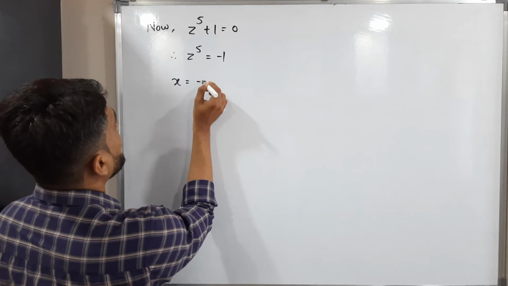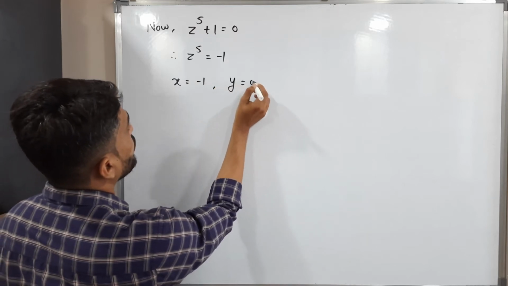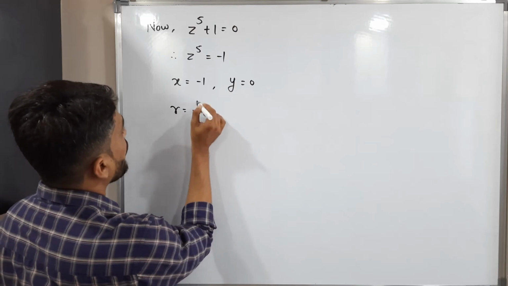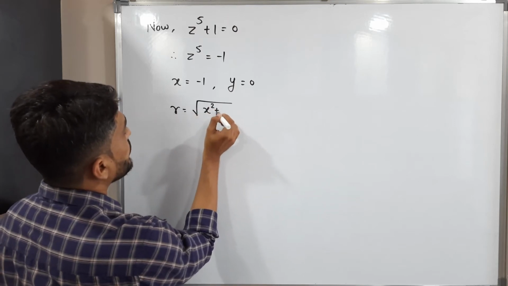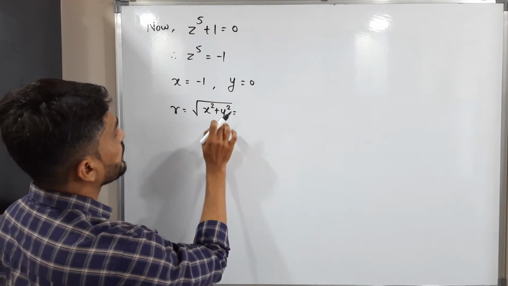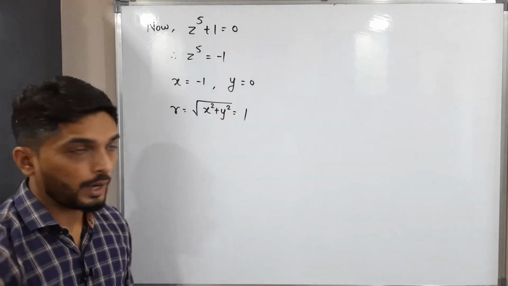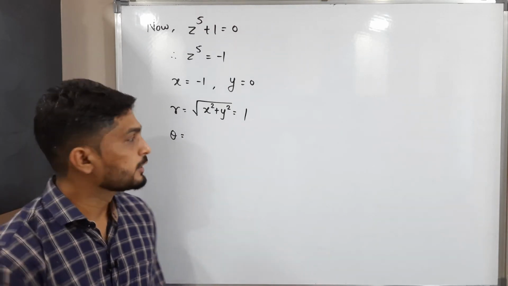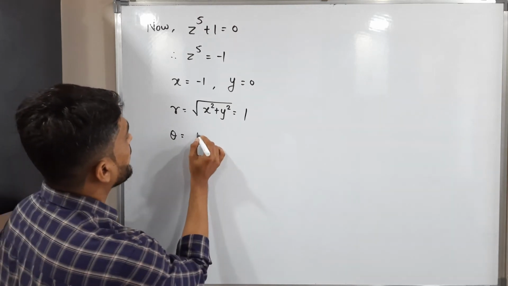So x is the real part, -1, and there is no imaginary part, so y is 0. You know the formula for r, the square root of x squared plus y squared. Putting x is equal to -1 squared and y is 0, we will have obviously 1. For theta, we have already calculated it, so the same theta we will have. Let me write directly pi.